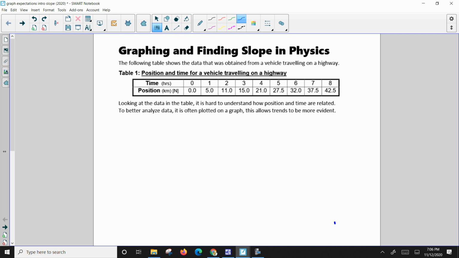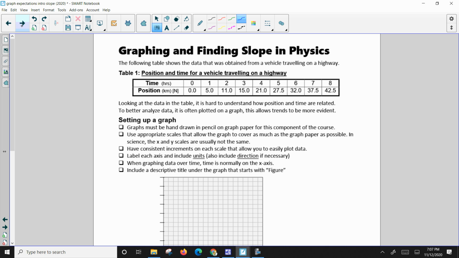You can see after the first hour, we traveled about 5 kilometers. Then we traveled 6 kilometers in the next hour. Then it's about 4 kilometers. Then it's about 6. So it looks like roughly, if you average it out, about 5 kilometers every single hour that we're traveling. But I don't know how consistent the data is, so we're going to be looking at graphing this data to make the trends more evident.